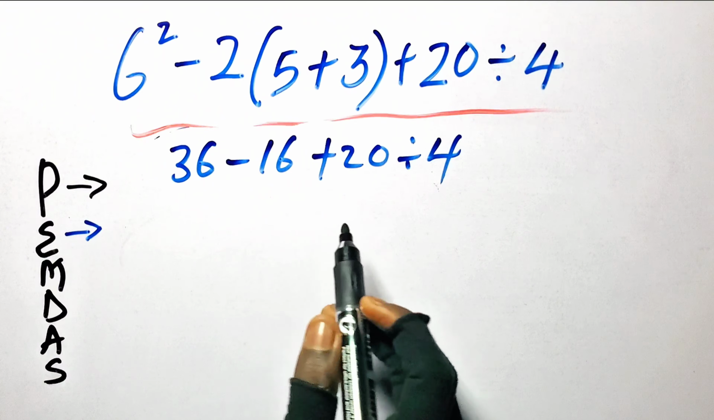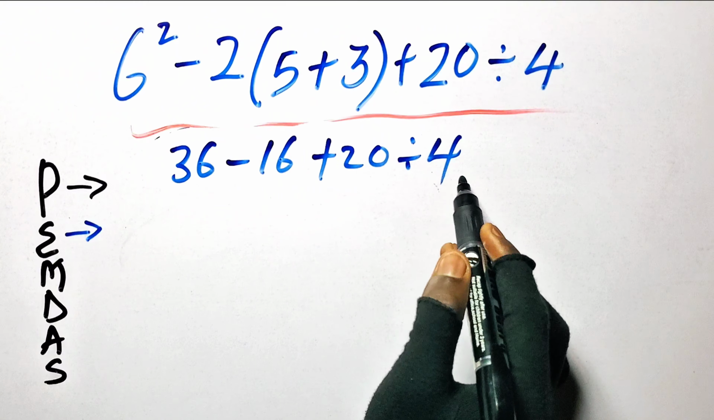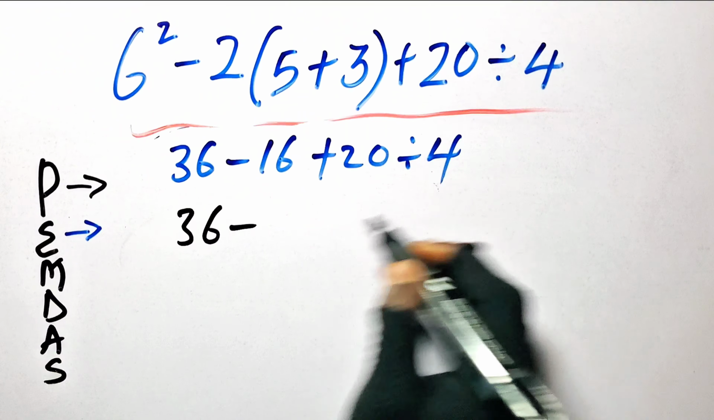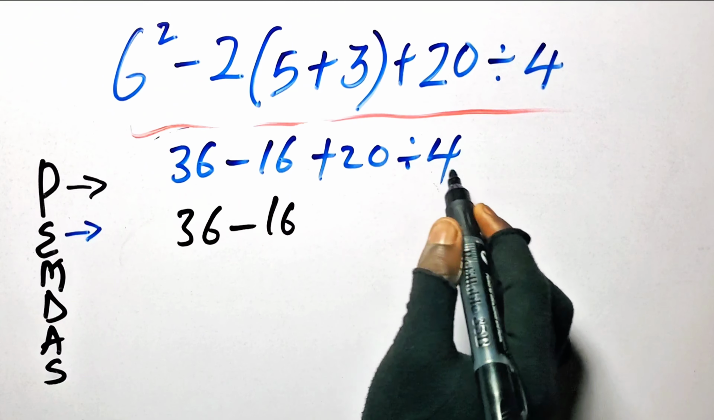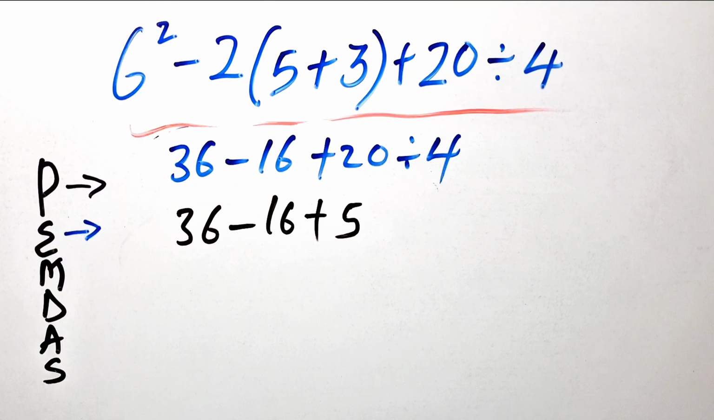Okay, now, here is the equation. We have 36 minus 16 plus 20 divided by 4. We need to solve for division from left to right. Okay, 20 divided by 4, that is plus 5.